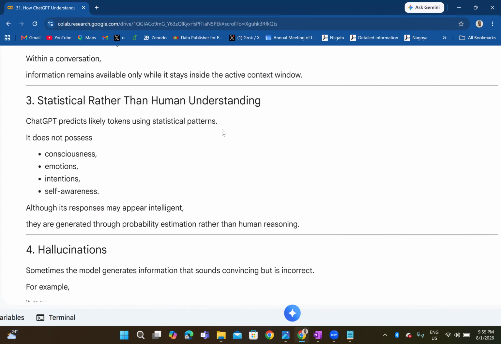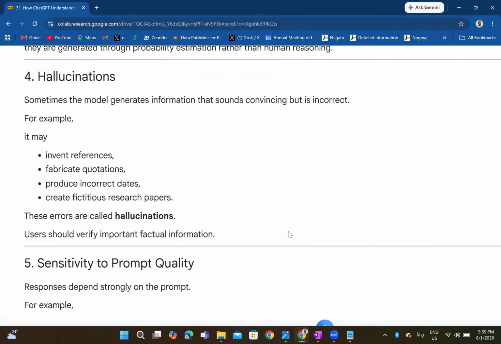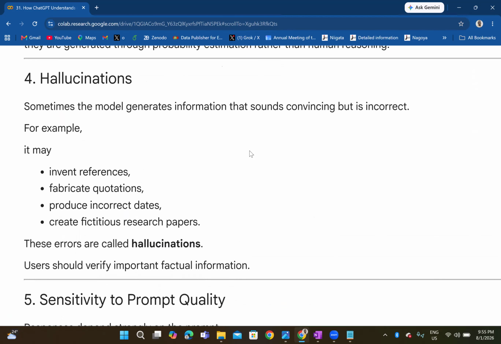Then statistical rather than human understanding. ChatGPT predicts likely tokens using statistical patterns. It does not possess consciousness, emotions, and all of this. Although its responses may appear intelligent, they are generated through probability estimation rather than human reasoning. Then we have hallucinations. Sometimes the model generates information that sounds convincing, but it is incorrect. For example, it may invent references. I mean, we've seen that a lot.